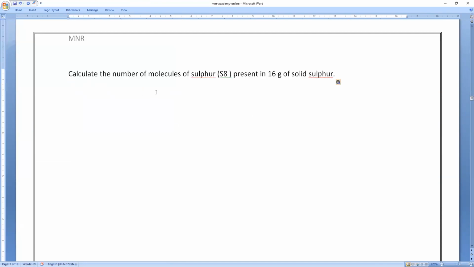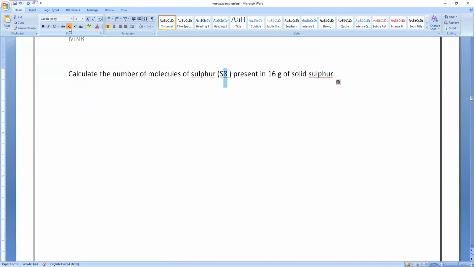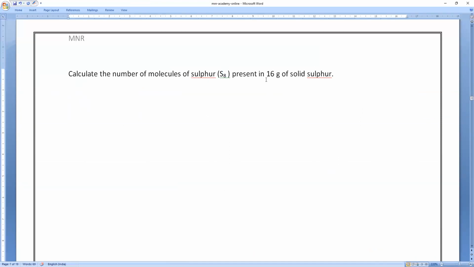This question you solve. Calculate the number of sulfur molecules. Sulfur is actually S8, a polyatomic molecule. Am I right or wrong? Present in 16 grams of solid sulfur. That's the question. Let me see who will solve first. I'm giving 2 minutes, then only I'll teach you. S8 is given. Note it and do it. Make it quick. I want the answer.